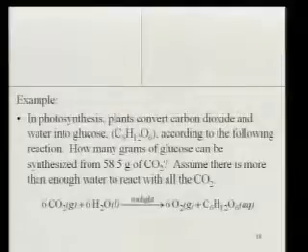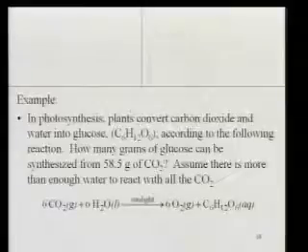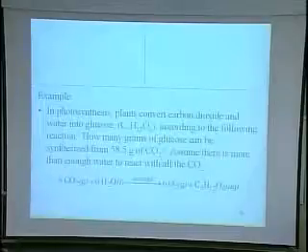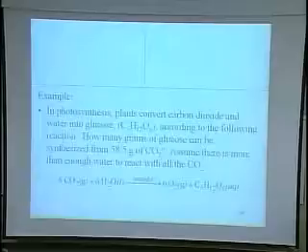In photosynthesis, plants convert carbon dioxide and water into glucose. Here's your formula for glucose. So you know that you're taking in carbon dioxide, and you know you're reacting it with water, and one of the products you're getting is glucose. Okay?